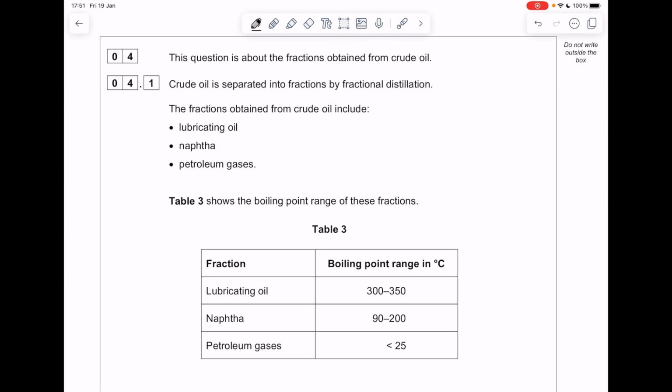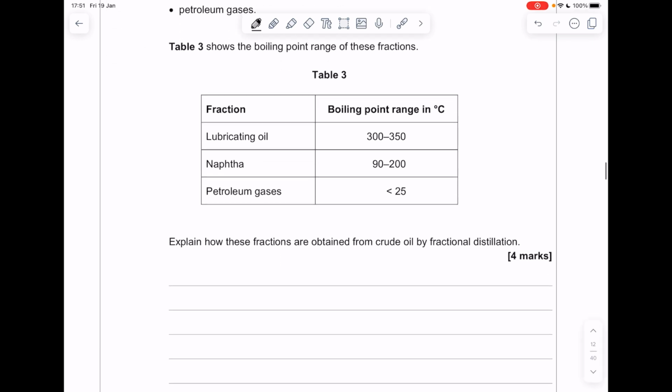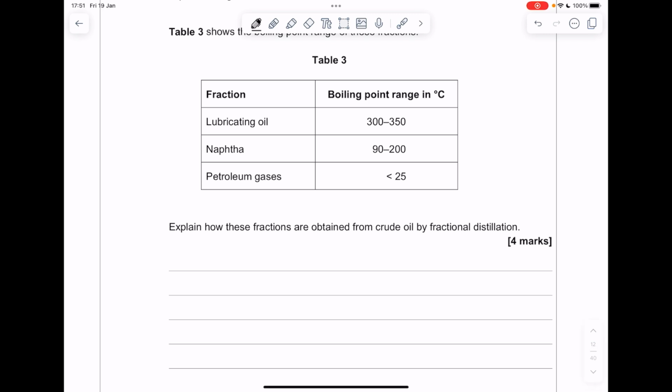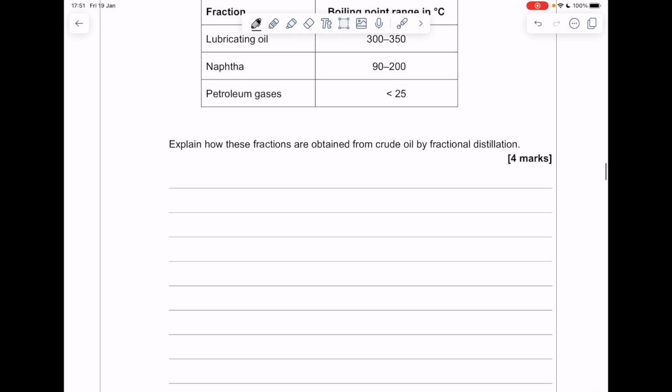This question is about the fractions obtained from crude oil. Crude oil is separated into fractions by fractional distillation. The fractions obtained from crude oil include lubricating oil, naphtha, petroleum gases. Table 3 shows the boiling point range of these fractions. Explain how these fractions are obtained from crude oil by fractional distillation. Okay, please just learn this answer.